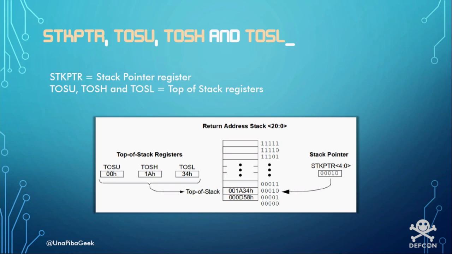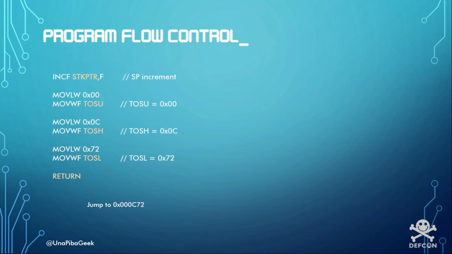whose value is 0018334. In practical implementation of these registers, first we should increment the stack pointer and then write the TOS registers with the memory address where we want to jump to. And finally, we have to execute our return. This is how it looks in assembly. First, we increment the stack pointer, and then we write all the necessary values to the TOS registers. In this case, to jump to the address 000072. And finally, it's the return.